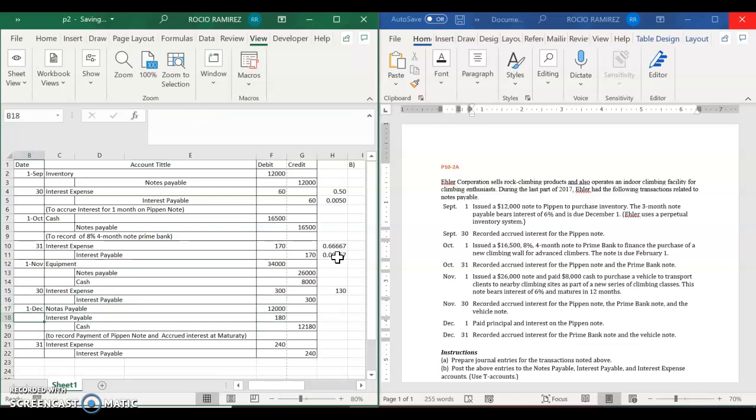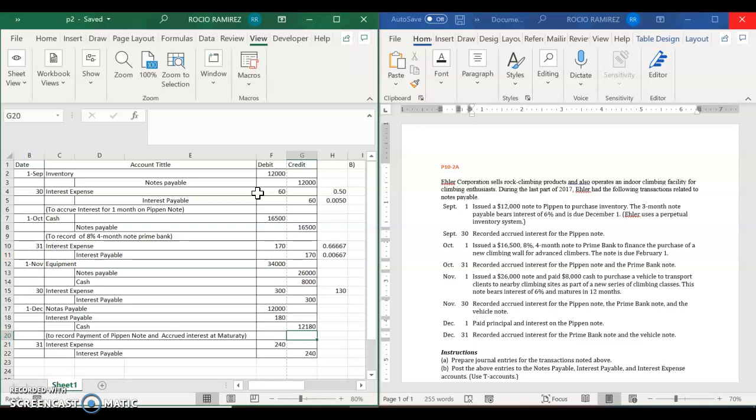Then the next transaction says paid principal and interest of the pipe note. So our note payable is already due, so we have to pay the principal amount, which is 12,000. That's why we are going to decrease our liabilities because we already paid it, so we're going to debit notes payable, and we're going to debit also the interest because we are going to pay the interest for 180, which is 3 months of 60. Obviously, we are going to credit cash to pay this amount of 12,180.